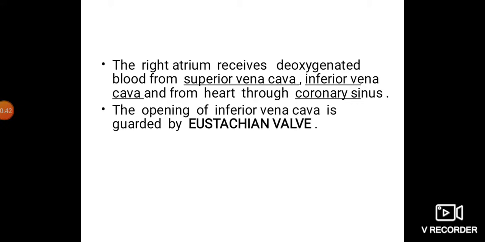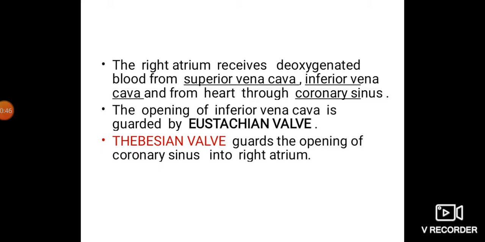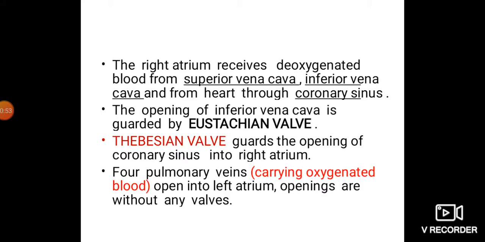The opening of the inferior vena cava is guarded by the Eustachian valve. The Thebesian valve guards the opening of the coronary sinus into the right atrium. Four pulmonary veins carrying oxygenated blood from the lungs open into the left atrium. These openings are without any valves.